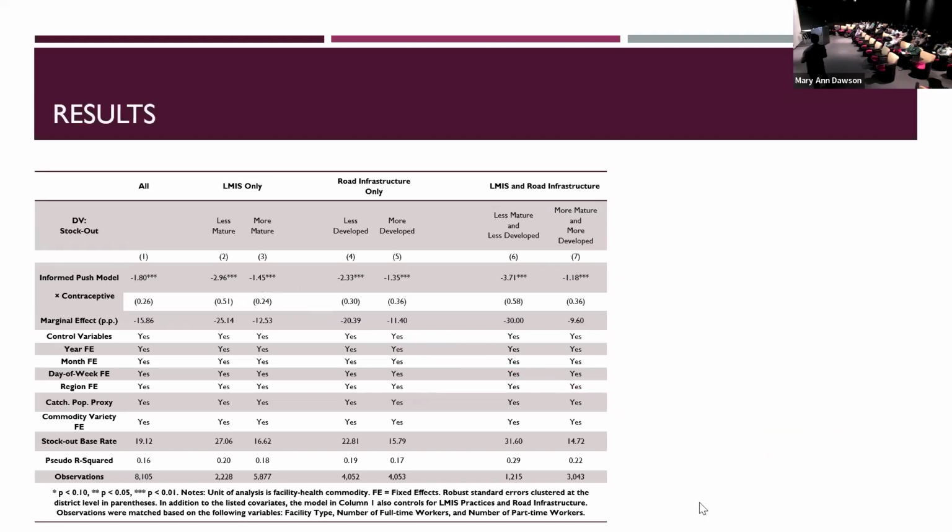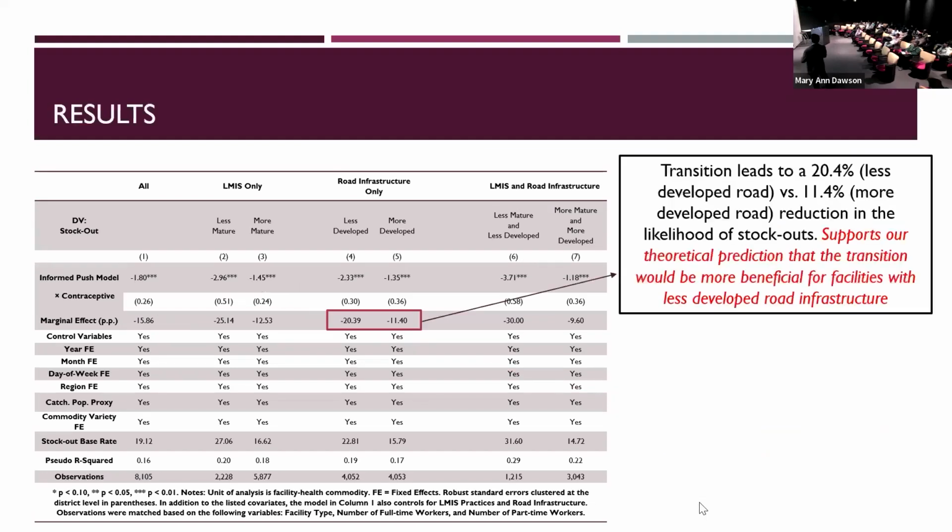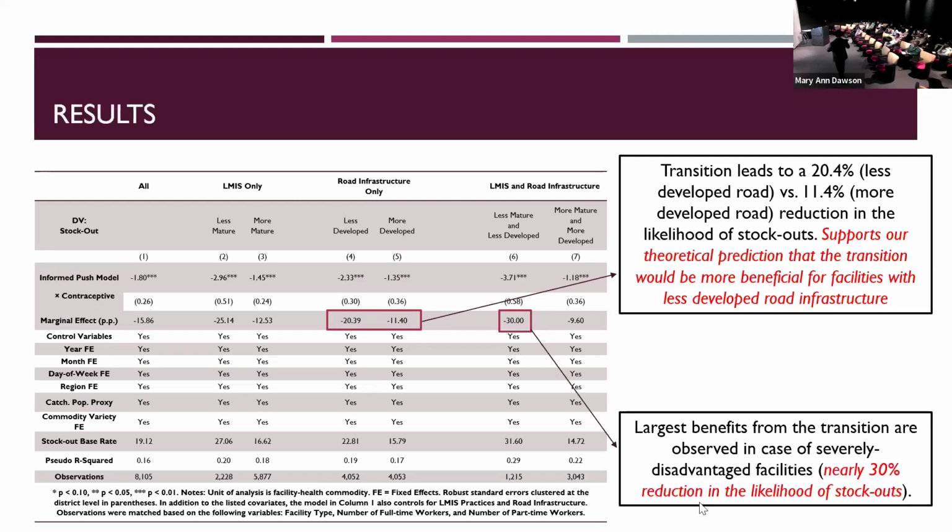Now let's look at road infrastructure. Here we see the transition leads to about a 20% reduction in facilities with less developed road infrastructure, compared to about an 11% reduction in facilities with more developed road infrastructure. So again, this supports our theoretical prediction that the transition would be more beneficial for facilities with less developed road infrastructure. And then finally, we also look at the combinations of these two attributes.